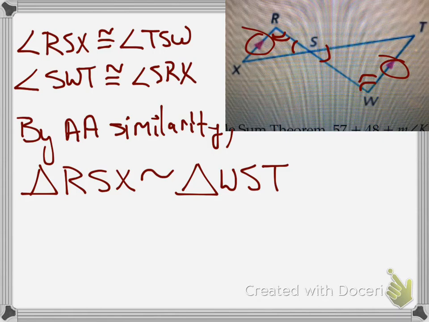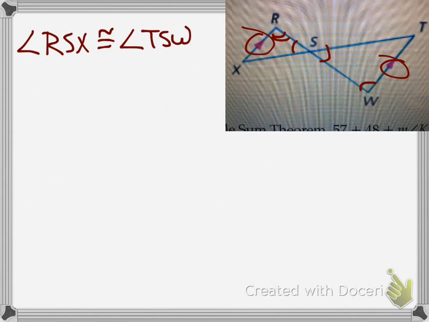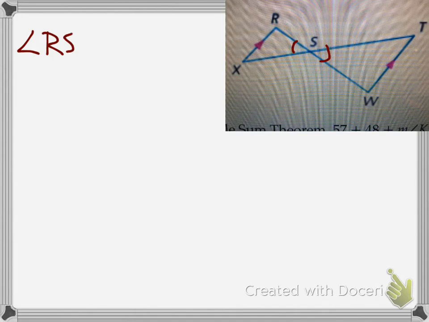Well, what about something like this? I jumped ahead there. Alright, so I have this one. Is this one going to be similar? Well, I can automatically say that both angle S's are congruent because one is opposite the other. Now, because these two lines are parallel, alternate interior angles should be congruent, in this case on two parallel lines cut by a transversal.